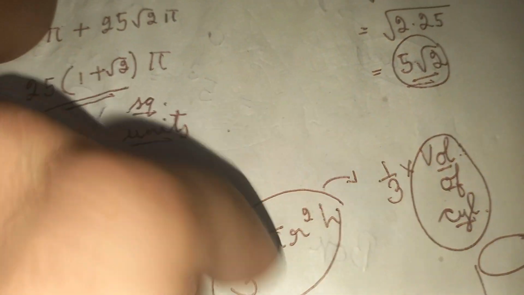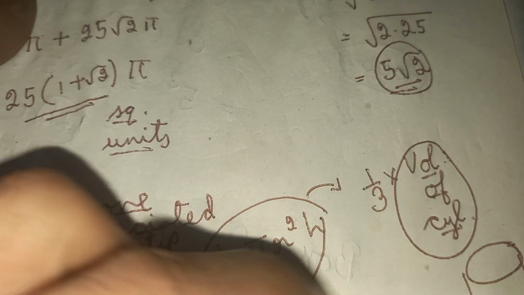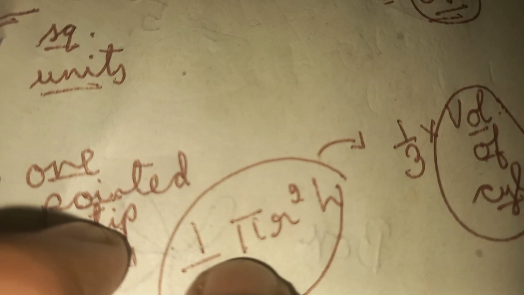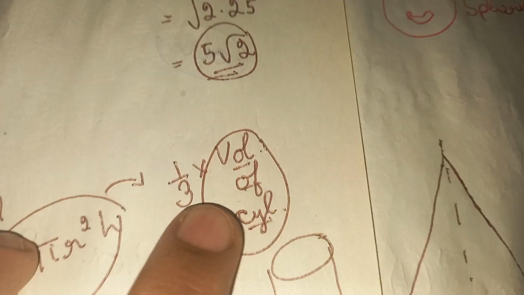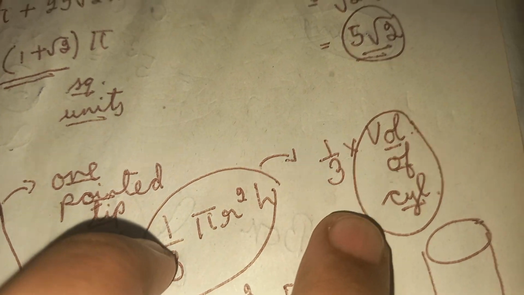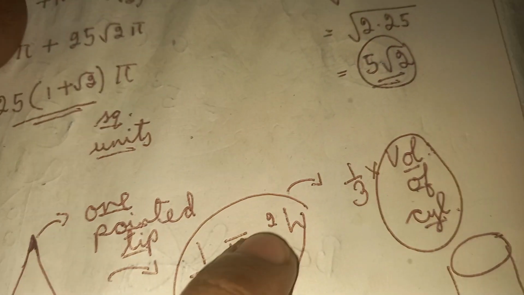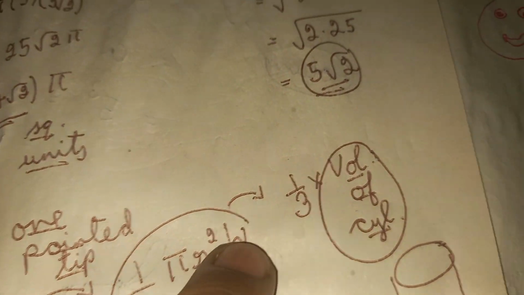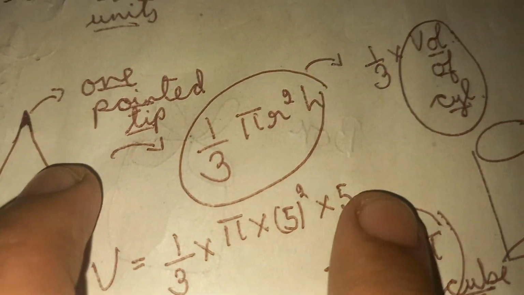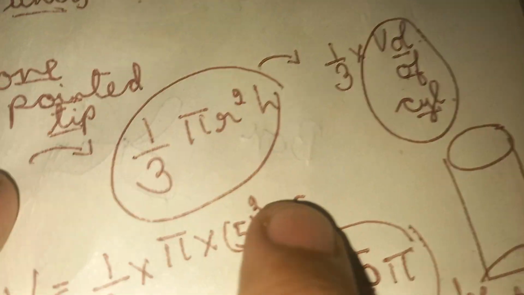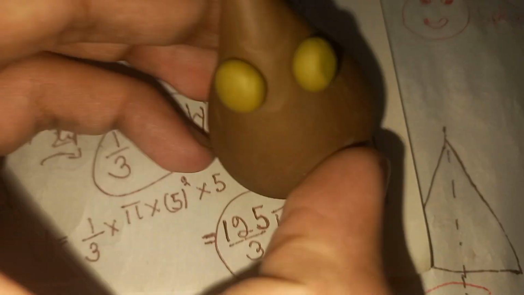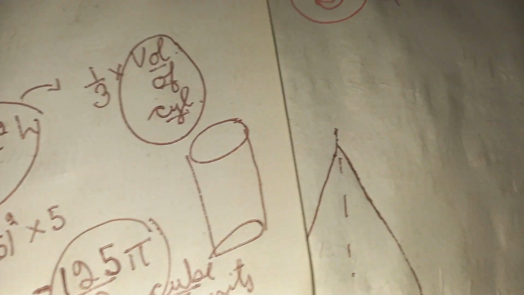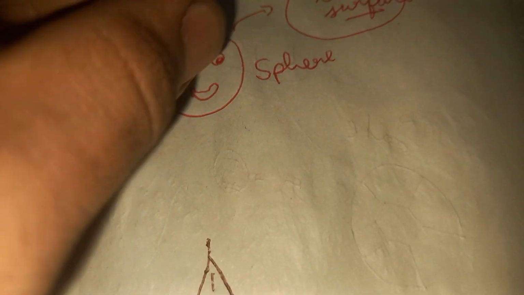Do you know how the cylinder's volume is pi r square h? The cylinder has a uniform surface, so the base area is pi r square, and the height of the cylinder is h. The complete volume is pi r square times h, and the volume of the cone is 1 by 3 pi r square times h. We have already taken that 1 by 3. R is 5 units, h is 5 units, so it is 5 square times 5, that is 25 times 5, which is 125. The complete volume of the cone is 125 by 3 pi cubic units.